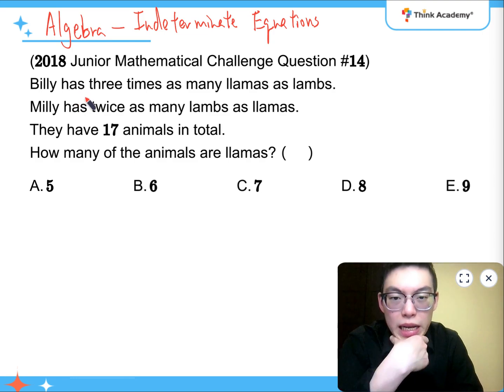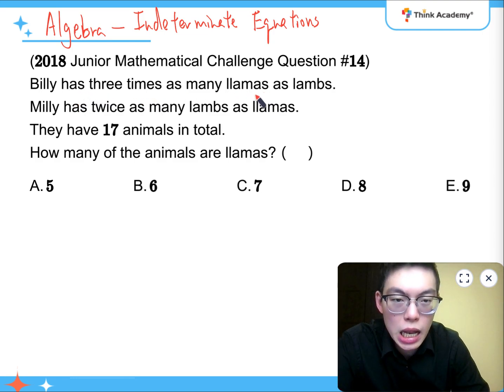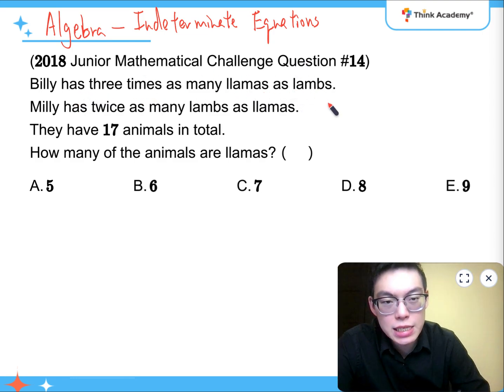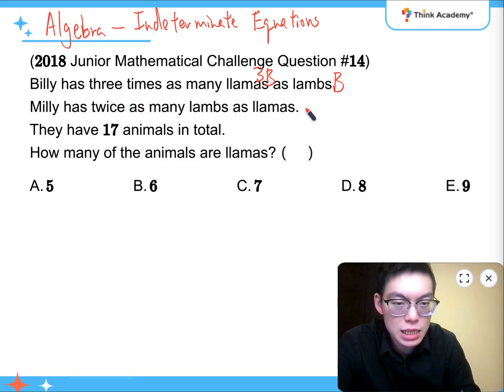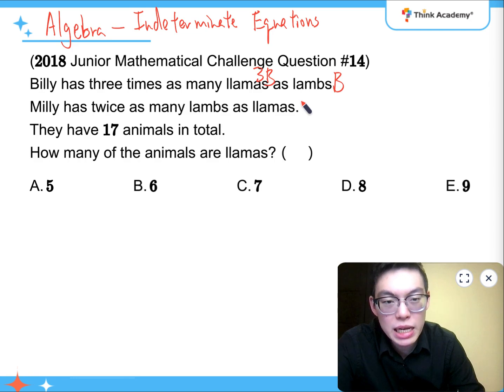First of all, Billy has 3 times as many llamas as lambs. So let's say the number of lambs Billy has is B. So the llamas will be 3B, right? And Millie has twice as many lambs as llamas. So let's say Millie has M llamas, and the number of lambs is going to be 2M, right?